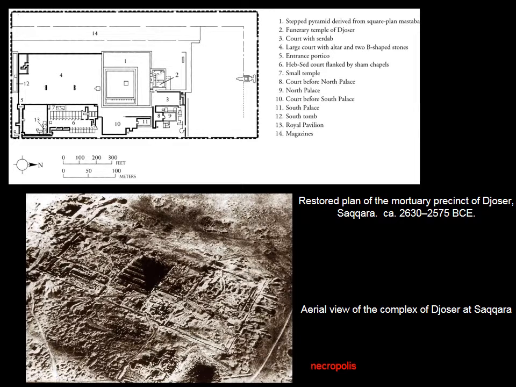There were magazines. You can see here on the western side, the long western side, labeled number 14, which are storage rooms. They found some 40,000 clay vessels here filled with goods, with oil, with wine, with food, with things that he would have needed in his afterlife.